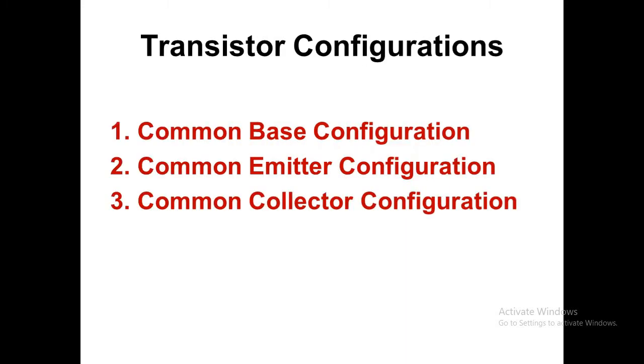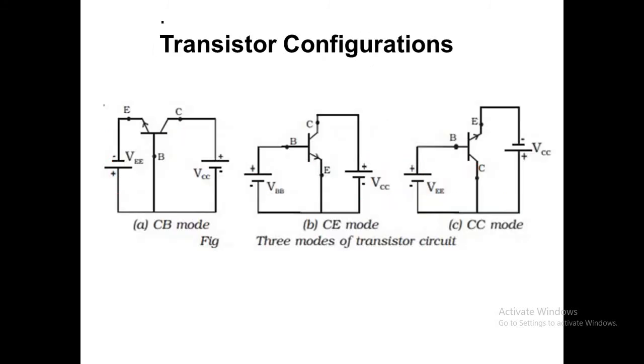Now we have three types of transistor configuration, that is common base configuration, common emitter configuration and common collector configuration. Let us see the difference between these three. Here we can see these three configurations: common base configuration, CB mode; CE mode, that is common emitter configuration; and CC mode, that is common collector configuration. Let us look into it.